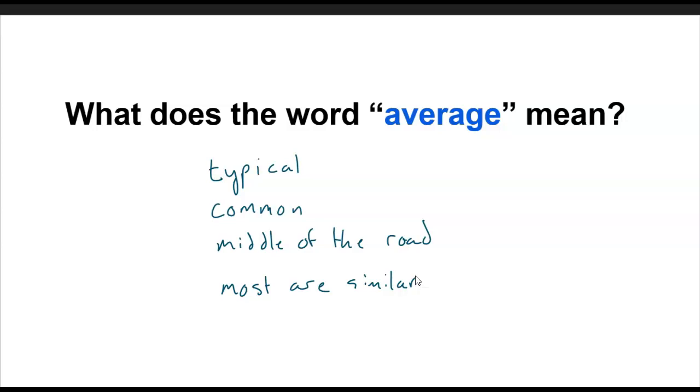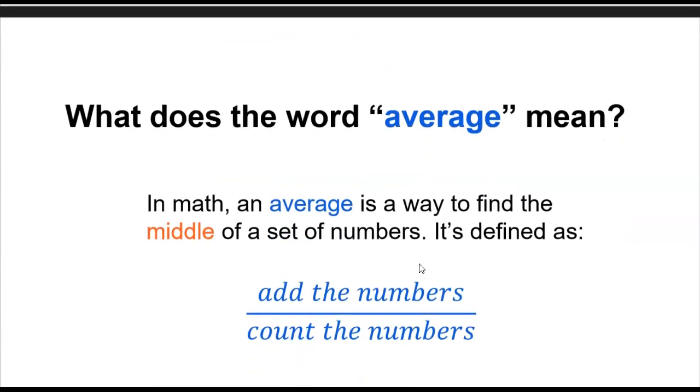So when we apply this word to math, maybe you've heard this word in math before, it's a way of finding the middle of a set of numbers. So it's kind of the same idea as we use it in general. It's kind of the middle, the typical. It's a number that we will use to represent a set. So the way we find the average is we add the numbers and we divide that by a count of the numbers. And that will give us a number that's somewhere right in the middle of all the numbers.